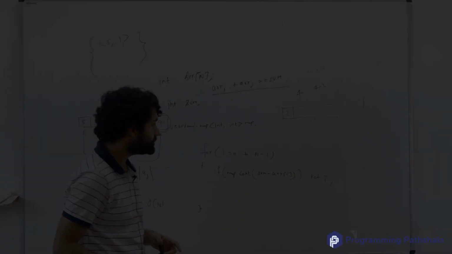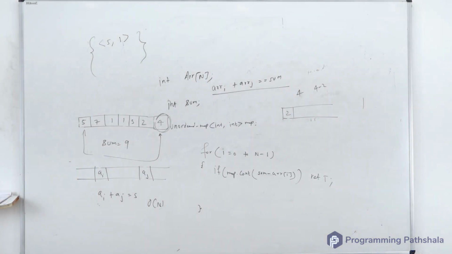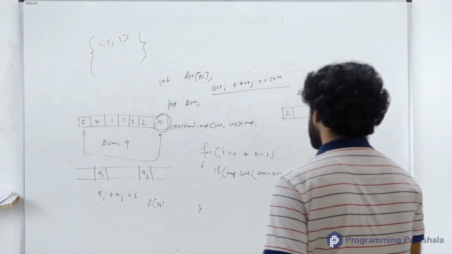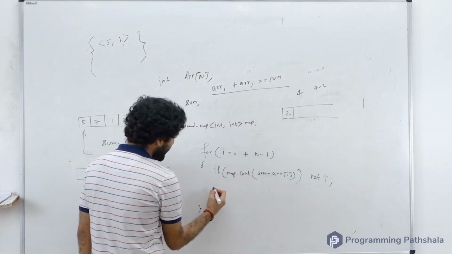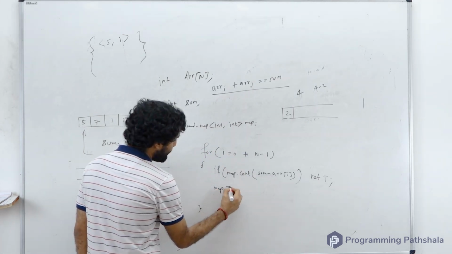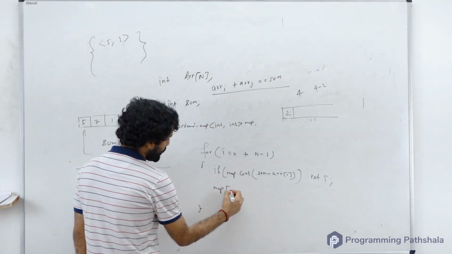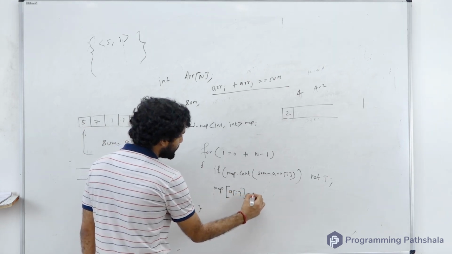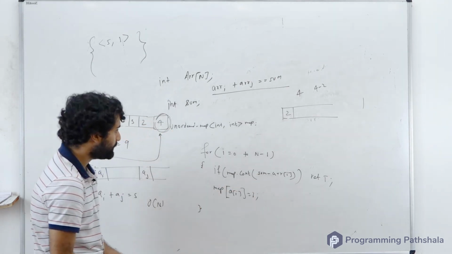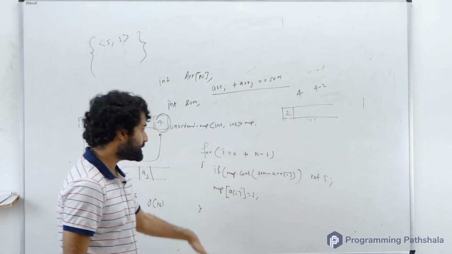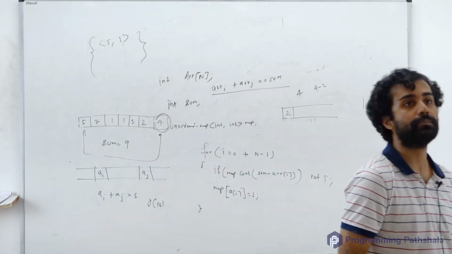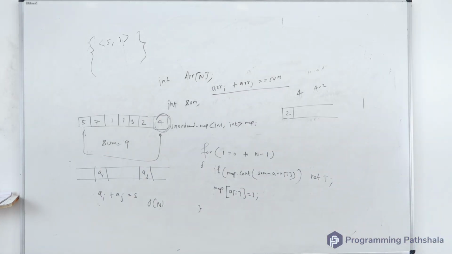Otherwise, what should I do? Otherwise, I should simply put it in the map and then continue my iteration. So I would do map of A I equals 1 or map.insert(AI, 1), whatever you want. So even this is an order n approach, but this is a much cleaner approach in which that edge case automatically gets handled. Okay, cool.